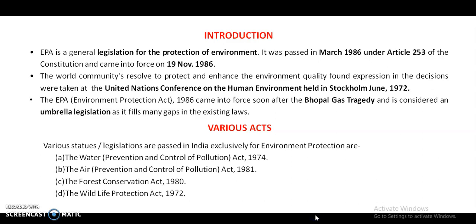It has various acts. Various legislations passed in India exclusively for the environment protection are the Water Prevention and Control of Pollution Act 1974, the Air Prevention and Control of Pollution Act 1981, the Forest Conservation Act 1980, the Wildlife Protection Act 1972.